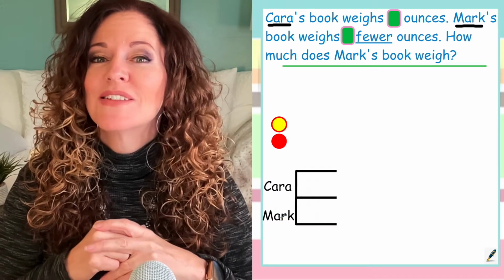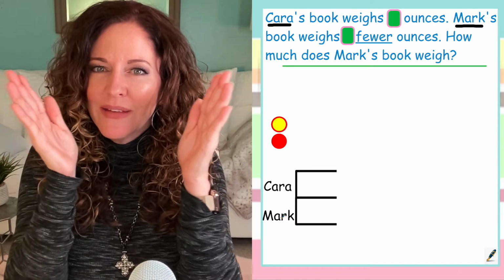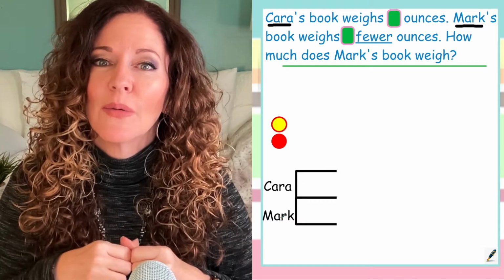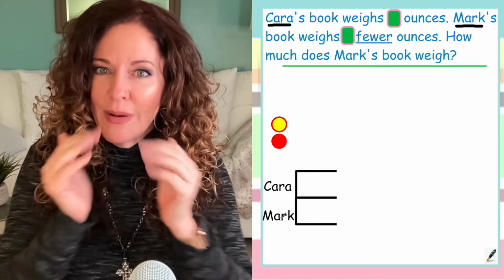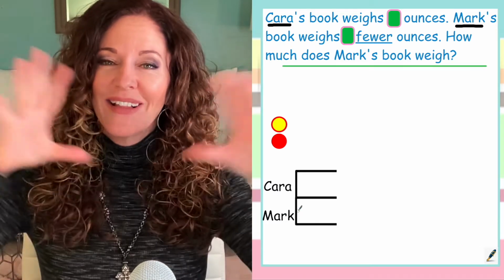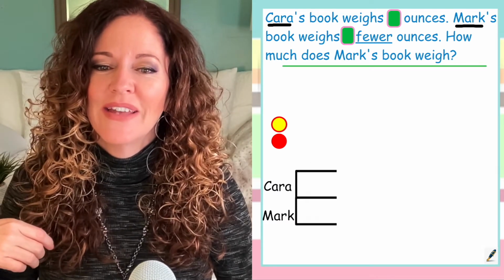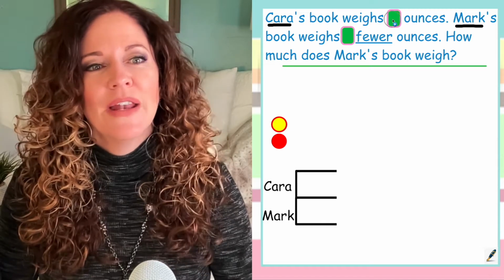Mark's book weighs fewer. Fewer means less. So Mark is going to have the smaller box. Kara is going to have the larger box. So now that we know that in our head, let's go ahead and model.